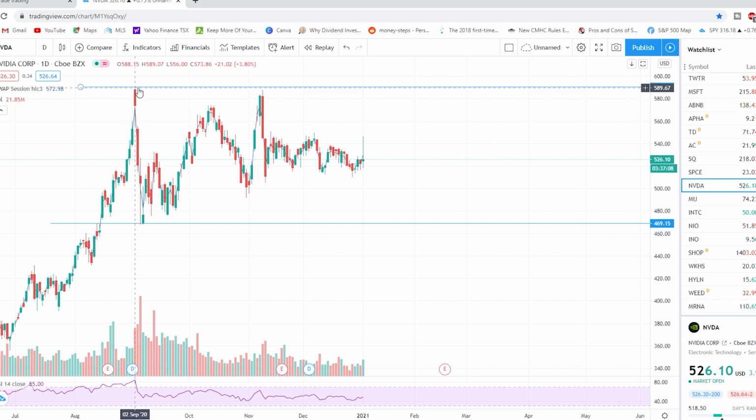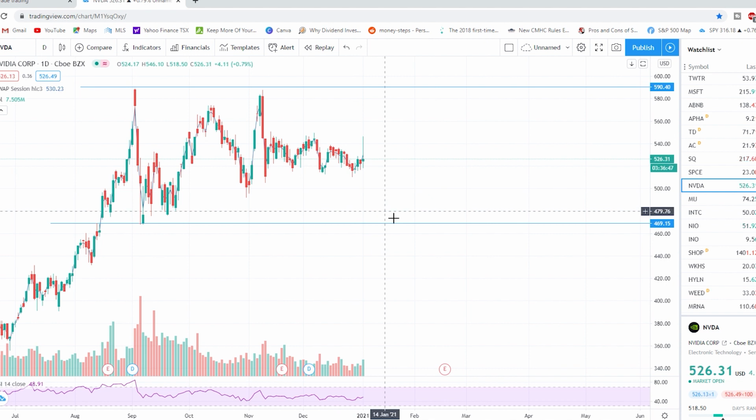So the 590 was the highest it touched in September, and it went down to a low of 470. Then you can even see in November, it tested this and came back down hard. This is a daily chart. This is a daily candle. So it went down $50 within this one day.